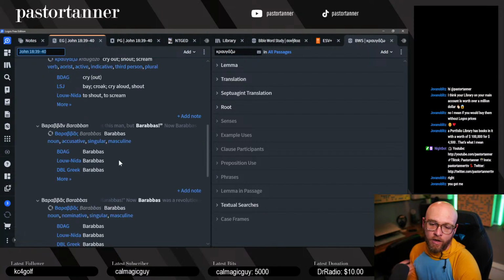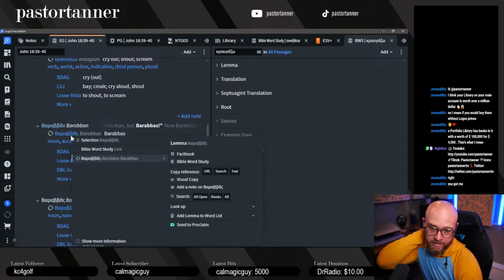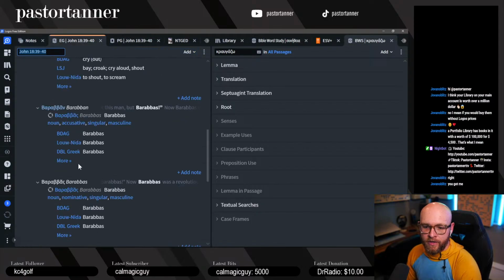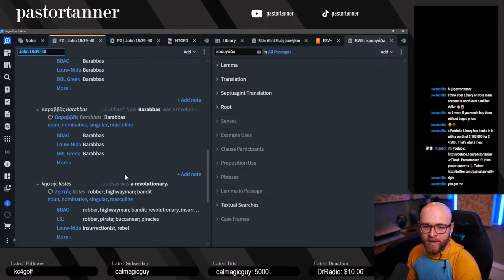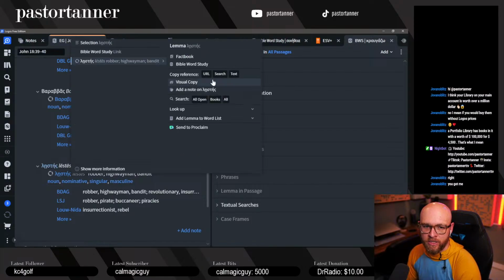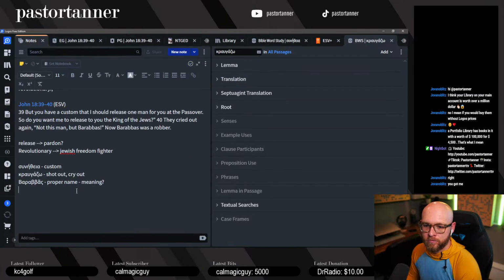Barabbas, no need. Although it might be interesting to know what his name means, especially if we're going to get symbolic with things. So actually, I take that back. I do want to know what Barabbas means. And then revolutionary, robber, highwayman, bandit. This was one that's very intriguing to us, especially given the variety of translations on this. So I'll put robber or revolutionary in this one in our notes.